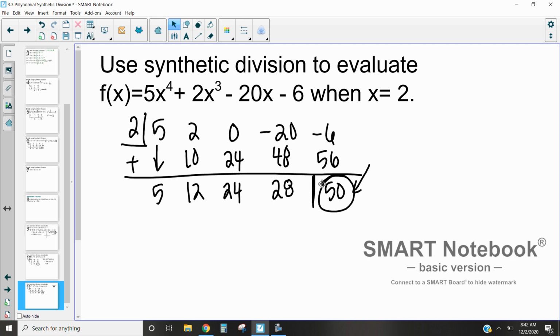But that is how I can use the remainder theorem in conjunction with synthetic division to evaluate values in a polynomial function.